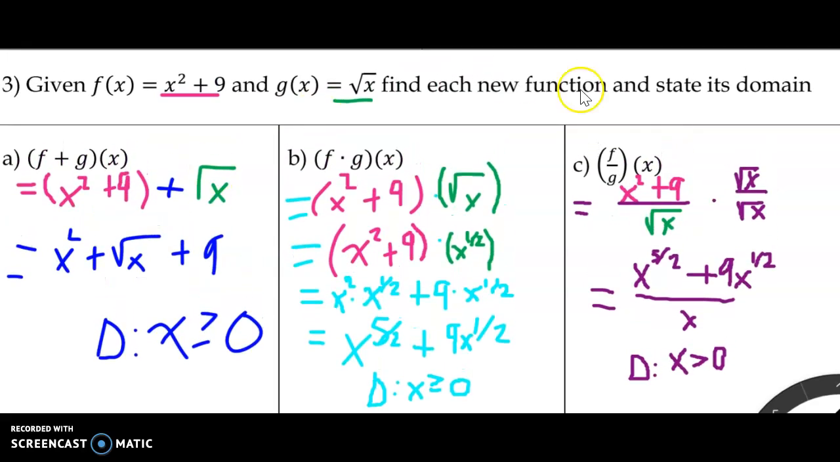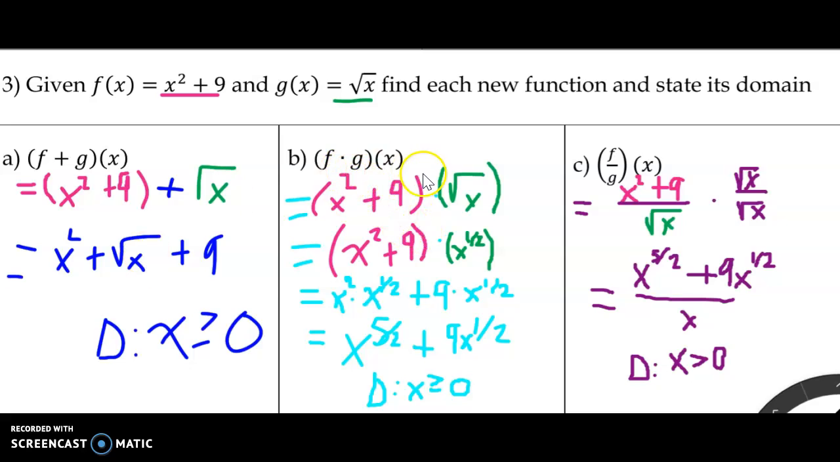I also, in the directions, asked you to state the domain of the function. Because we have the square root of x, remember we can't take the square root of negative values, so for our domain x must be greater than or equal to 0. Because remember, if we're taking the square root of a negative, it becomes imaginary. That's really for any even power index that you have.